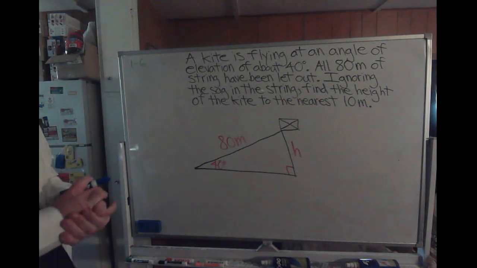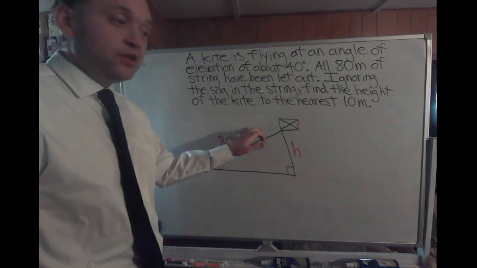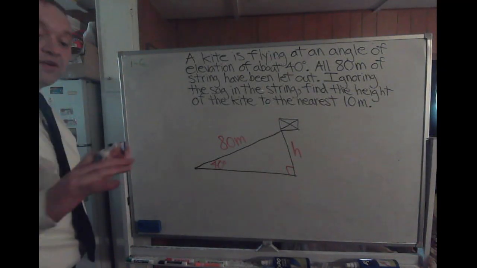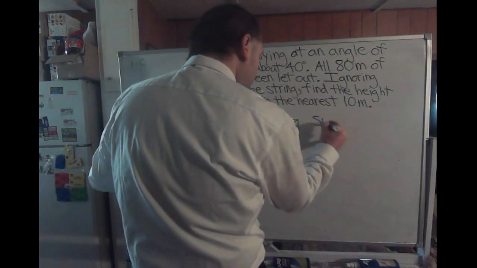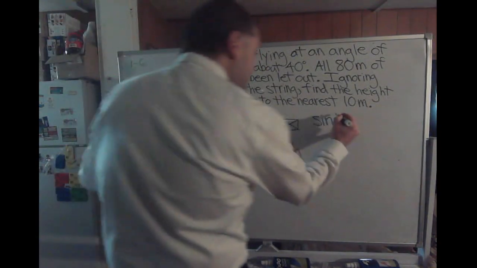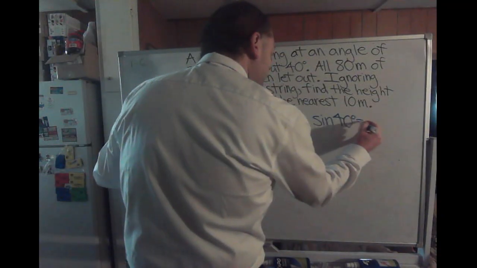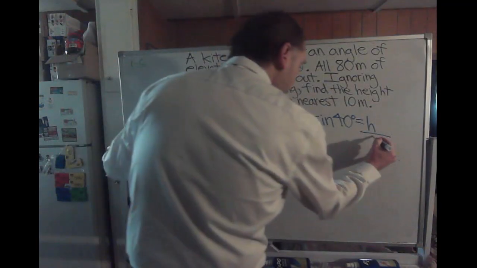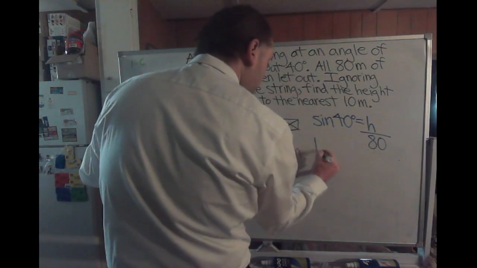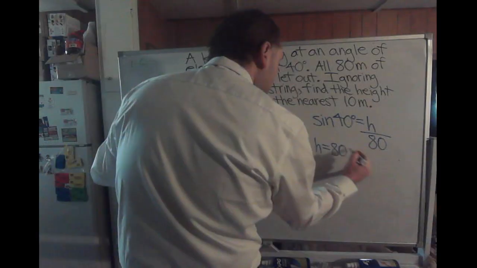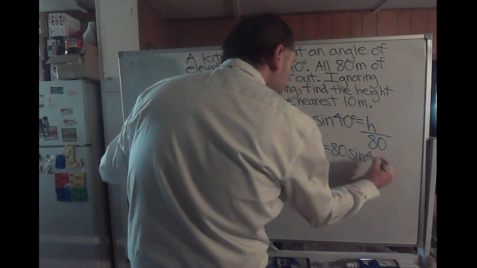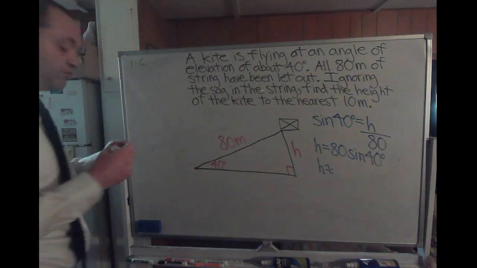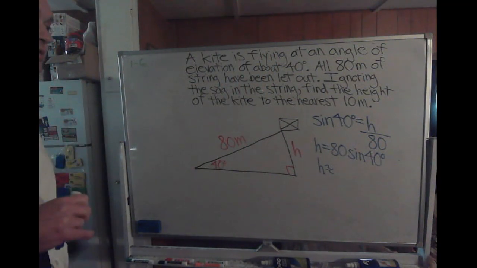So we're trying to relate, of course, the hypotenuse and the opposite side. If we're relating those two, you're going to set up the sine ratio. So you're going to take the sine of that 40 degrees, set that equal to your height, h, over that hypotenuse of 80. So then the height is equal to 80 times the sine of 40 degrees. So then we're going to get an answer approximately to the nearest 10 meters.